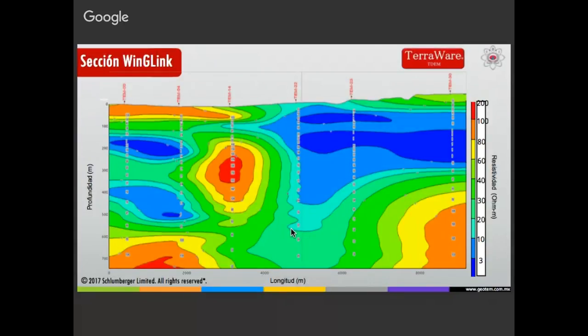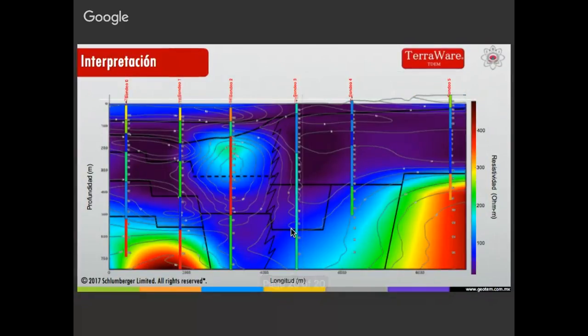And this is the section of the commercial software, and we have a comparison between both softwares, and an interpretation from our interpreter Arturo. We can see the faults, the possible discontinuities, and the resistivity layers.